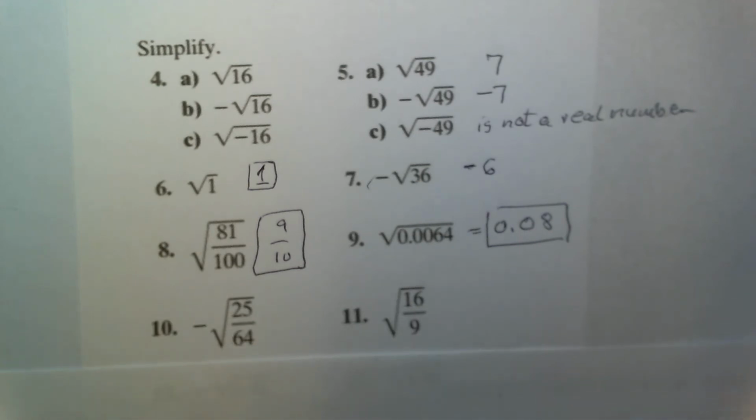And number 10, the square root of 25 is 5. Of course, with a minus sign, because there's a minus sign here. So minus 5 divided by 8, because 5/8 squared is equal to 25/64.